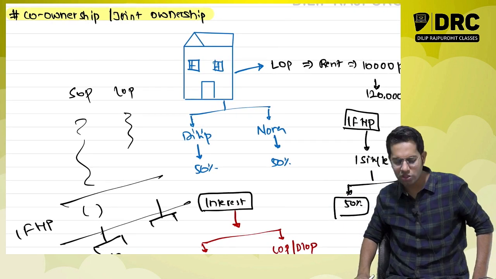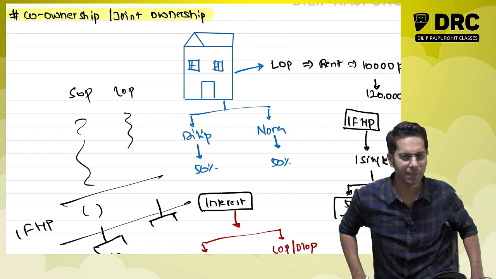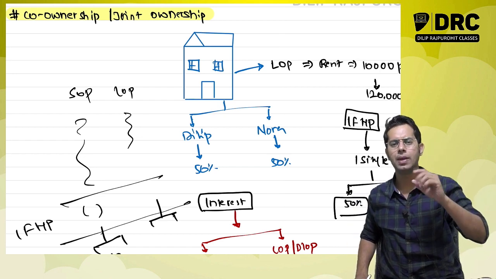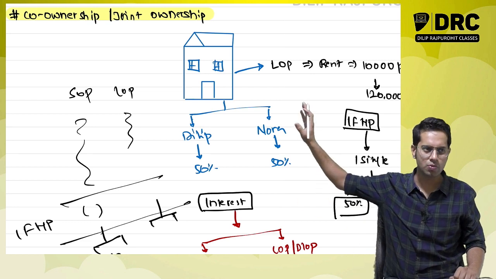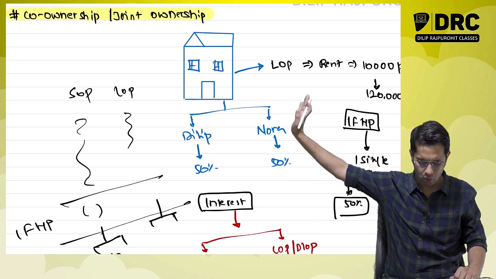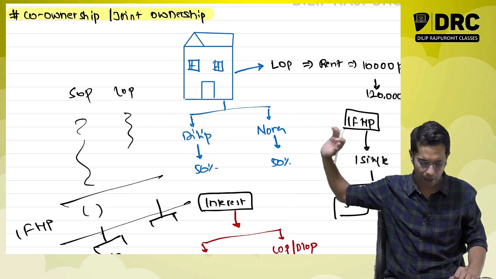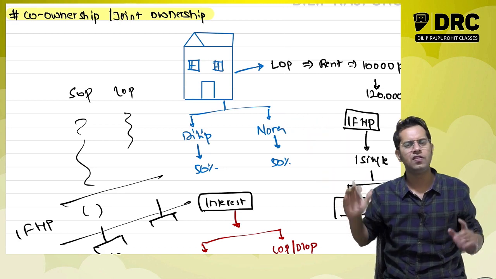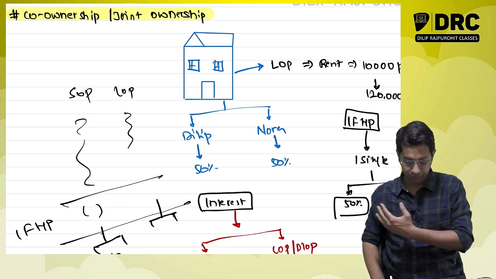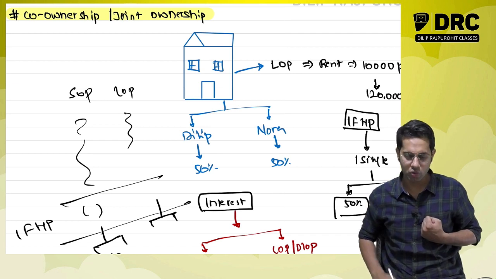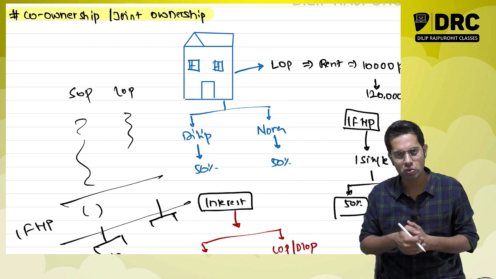What do you mean by joint ownership or co-ownership? It means the property is owned by more than one owner. So we have a house property which is owned by Dilip as well as Nora. Dilip and Nora both have 50% right in this property. 50% ownership belongs to me and 50% ownership belongs to Nora.